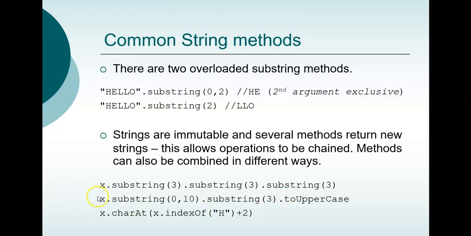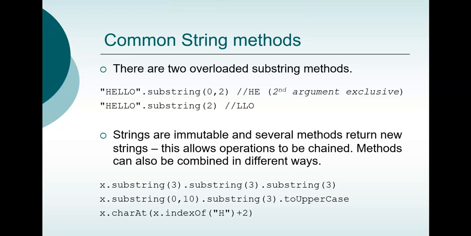So for example, here we are saying that there's a string in x, we are picking from location 0 to location 10, where 10 is exclusive. The resultant characters that we are going to get, we are chaining again with another substring, which means pick from location 3 till the end. Now the result that we get, we want to convert it to uppercase.